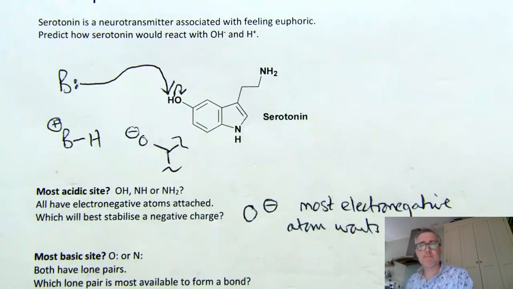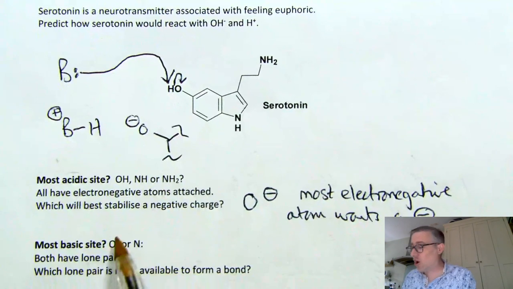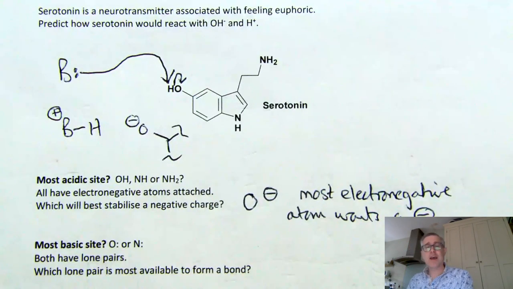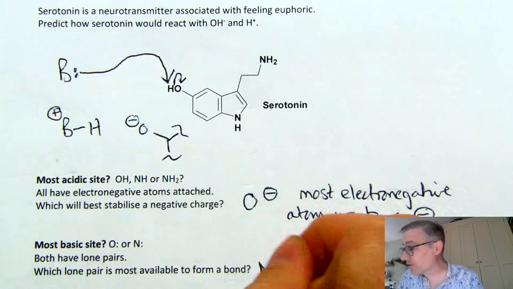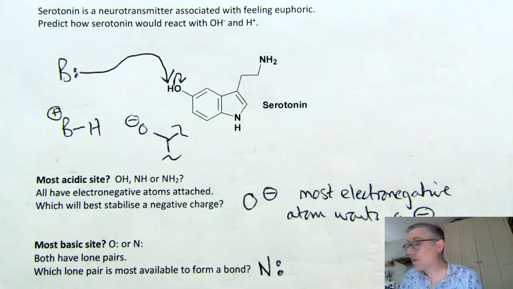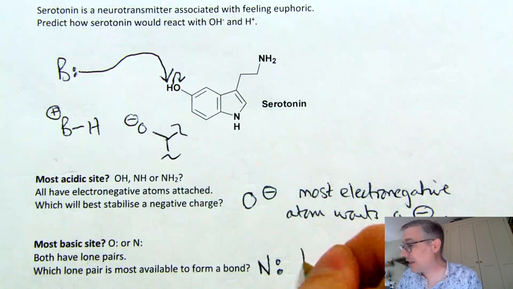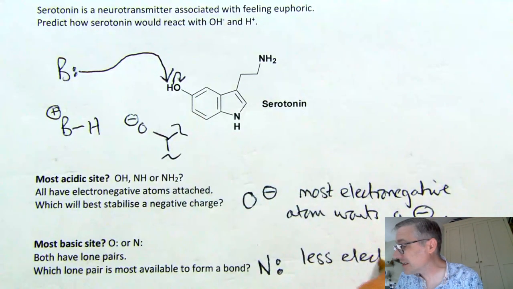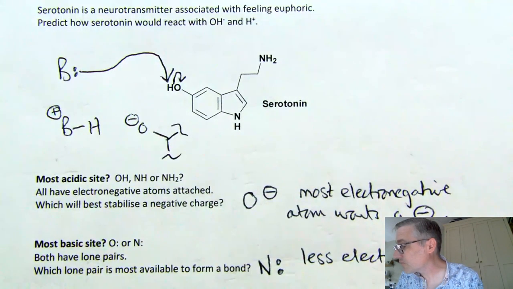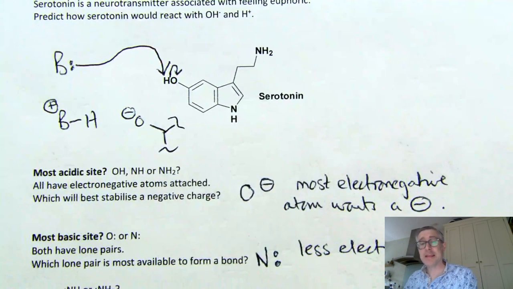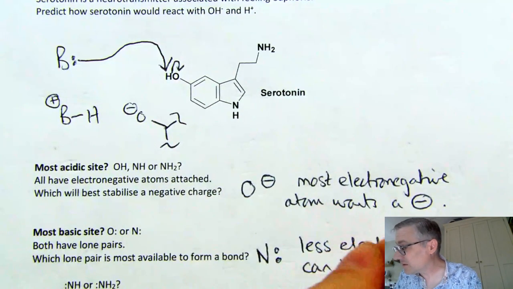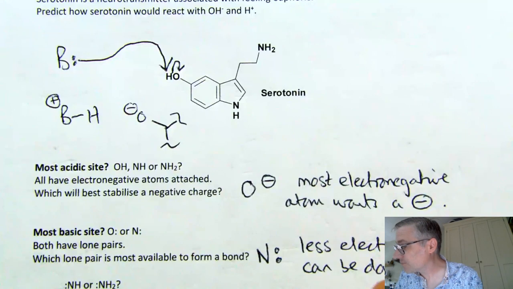Now, which is the most basic site? Is it an oxygen with a lone pair or a nitrogen with a lone pair? Well, both have lone pairs. Which lone pair is most available to form a bond? Well, it's the nitrogen lone pair, and that's because it's less electronegative. And that means it can be donated.